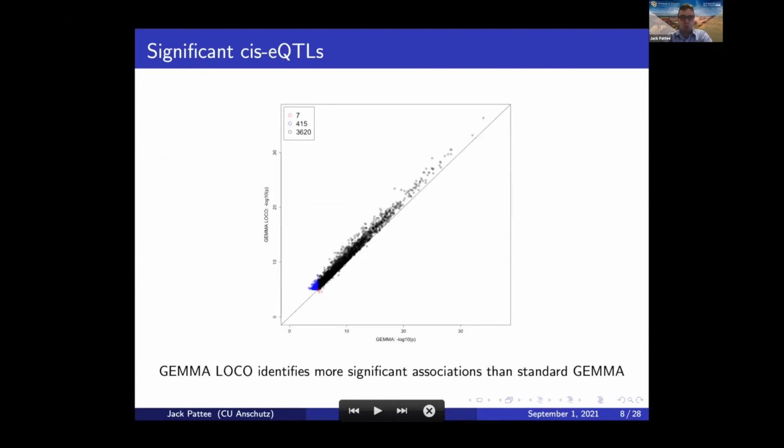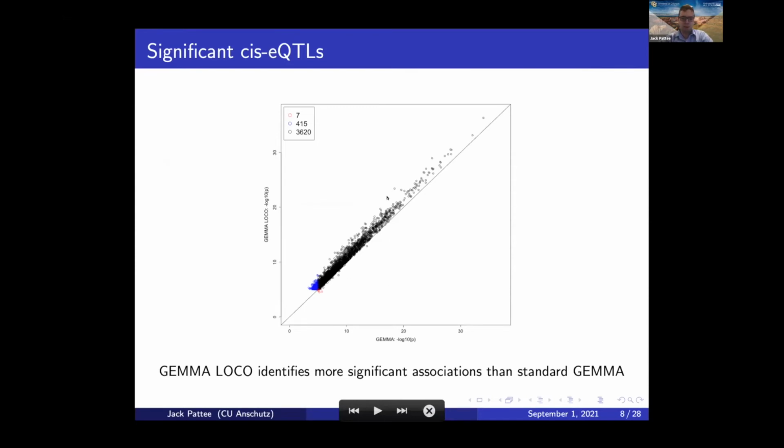This plot shows on the y-axis the negative log 10 of the p-value for the GEMMA LOCO compared to the negative log 10 of the p-value for standard GEMMA on the x-axis. And this is the p-value of the most significant cis SNP for every gene with a significant cis SNP. And this is a diagonal line of slope 1. So points above this line are more significant according to GEMMA LOCO than standard GEMMA. We see that essentially all of the points fall above this line.